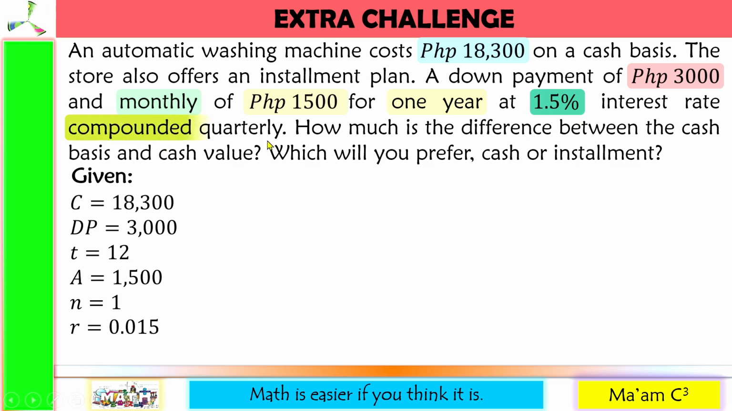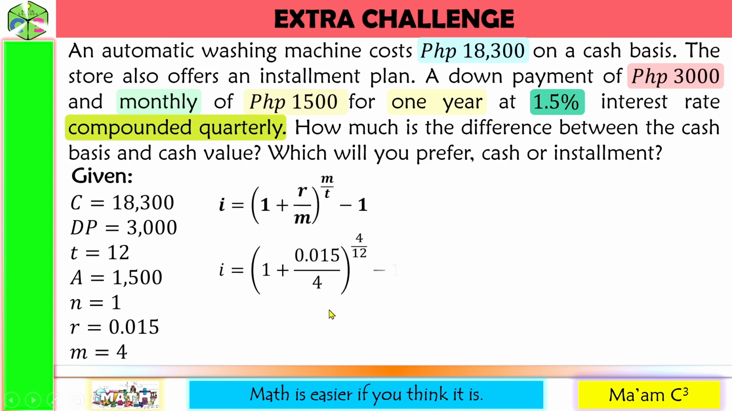Compounded quarterly, meaning our m is equal to 4. So the first thing that we have to do is to solve for the value of i. Let us substitute our values here. Our r is equal to 0.015, our m is equal to 4, m again is 4, and t is equal to 12.